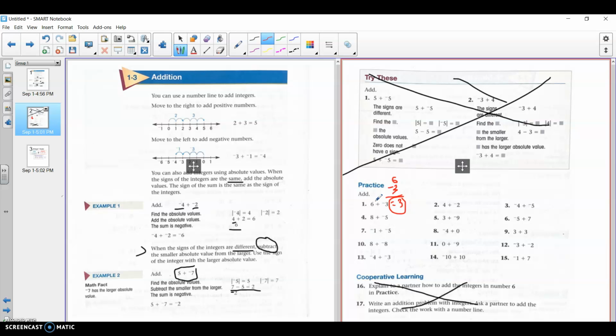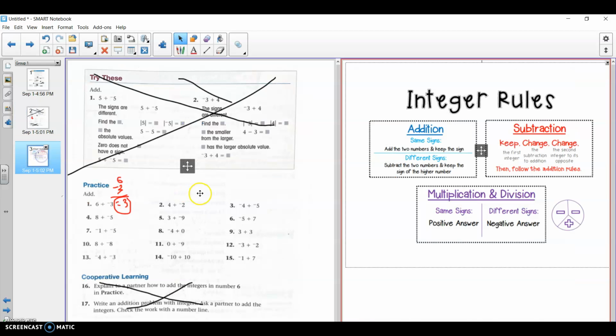For this assignment, in your answers, I would like you to write the problem as you see it, then give me the answer. And put the answers in red. So keep the problem in black, keep the answers in red. You're doing numbers 1 through 15, even though I did number 1, and make sure that you refer back to your integer rules chart in your interactive notebook.